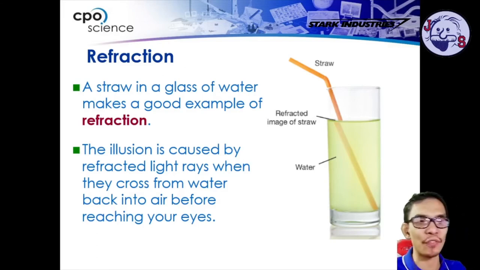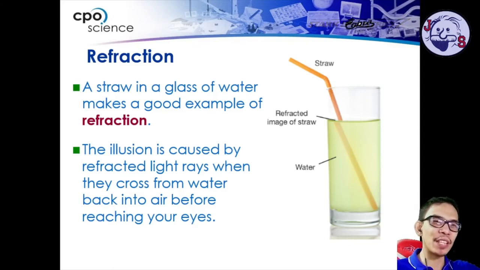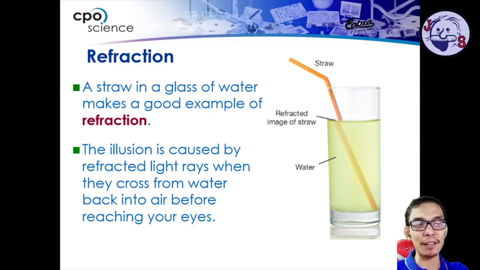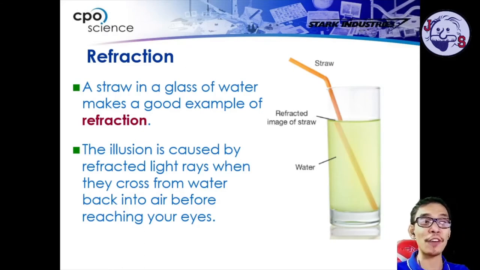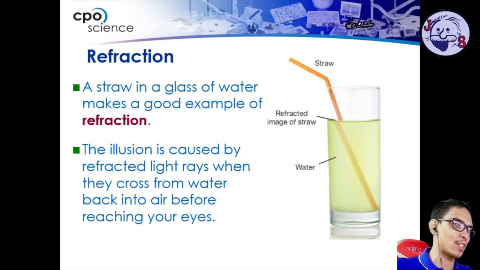So I have right here a video coming from Mel Chemistry. You can visit their channel in the description below. In their video, is there a way that we can hide an object using refraction? So I repeat the question: is there a way where we can hide an object using refraction? Alright, let's watch this one.